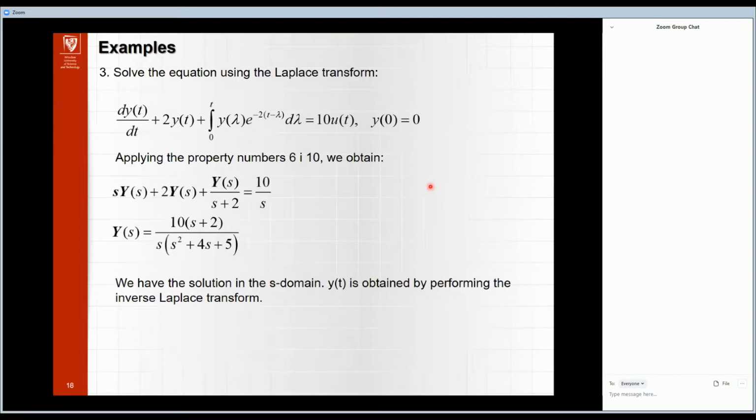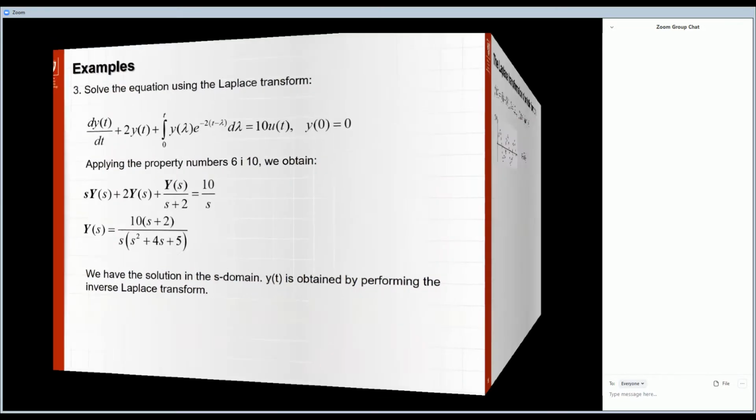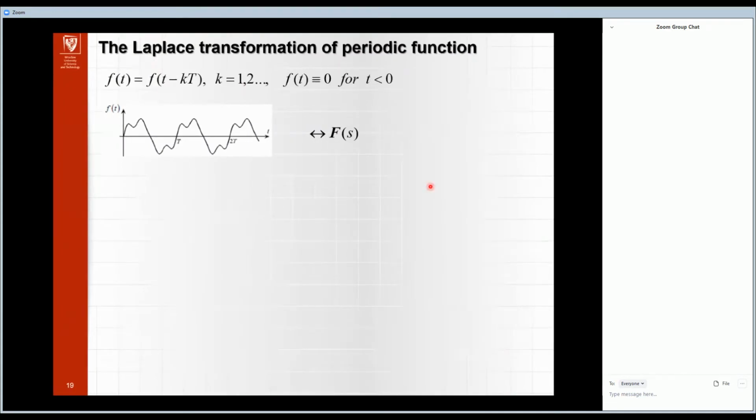Okay, but we have the solution in the time domain, and for me this is interesting. It is the function in the time domain. And the function in the time domain is obtained by performing the inverse Laplace transform. Okay, and now I give you some information about the Laplace transformation of periodic functions.